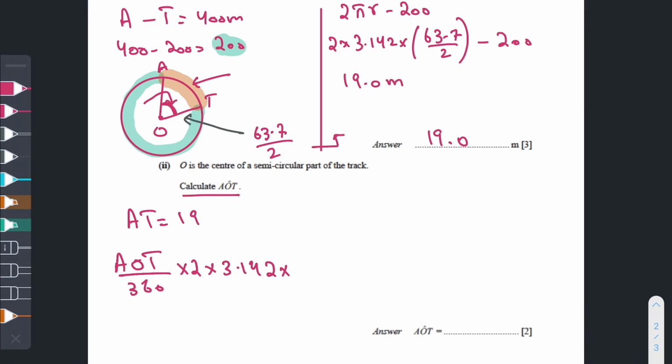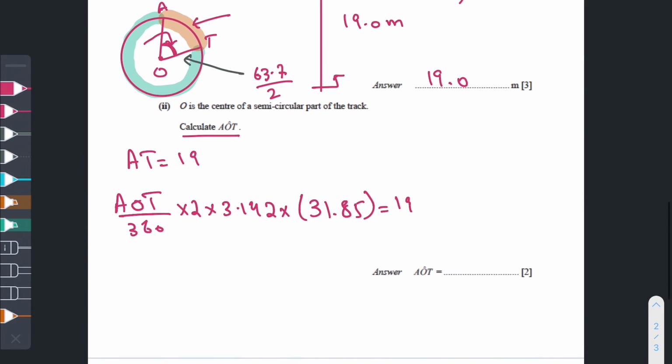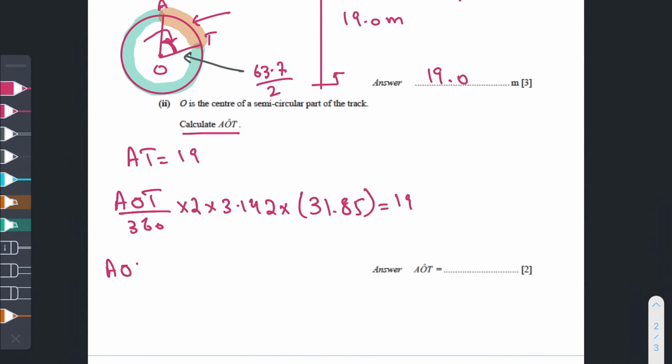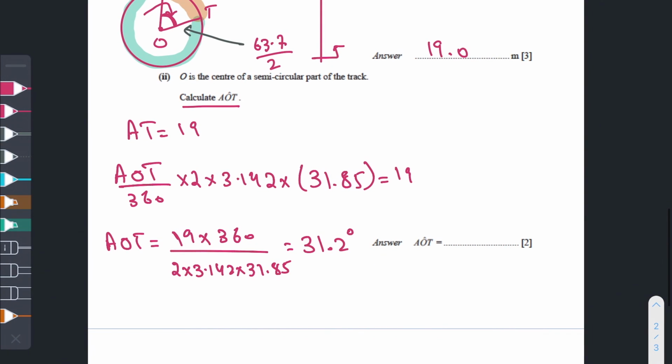the radius. What is the radius over here? 63.7 divided by 2 gives us 31.85. Let's use this. This is equal to 19 meters. So what we need to do next is AOT is equal to 19 times 360 divided by 2 times 3.142 times 31.85. When we multiply and divide all of this, AOT comes out to be 31.2 degrees. So your answer to the last part is 31.2 degrees, and we're done with the question.